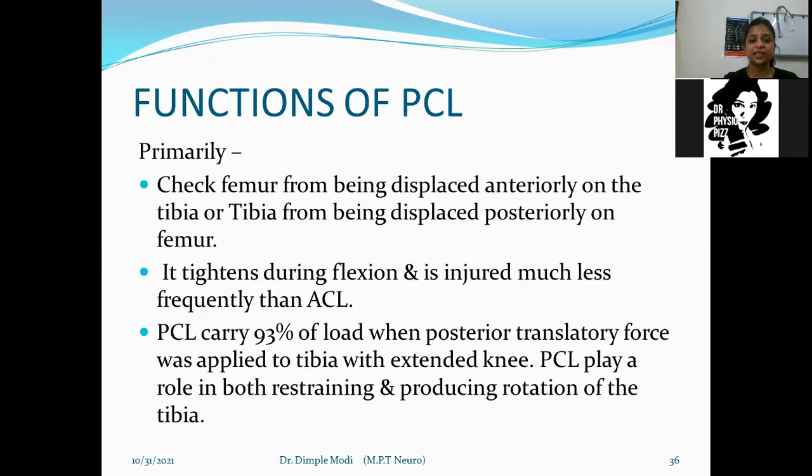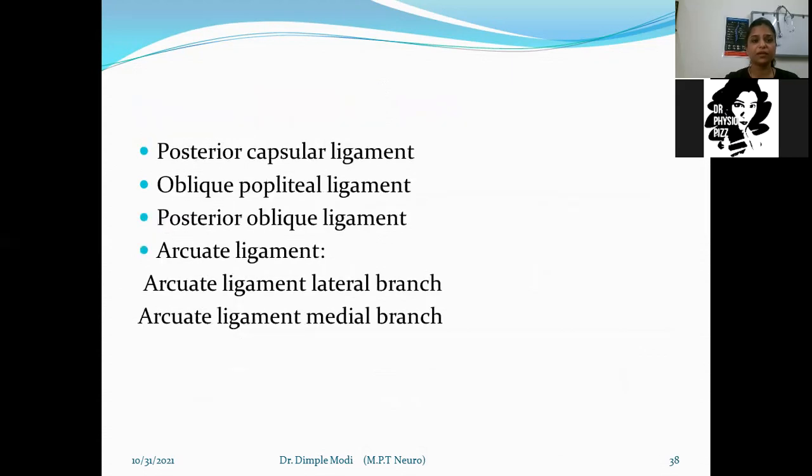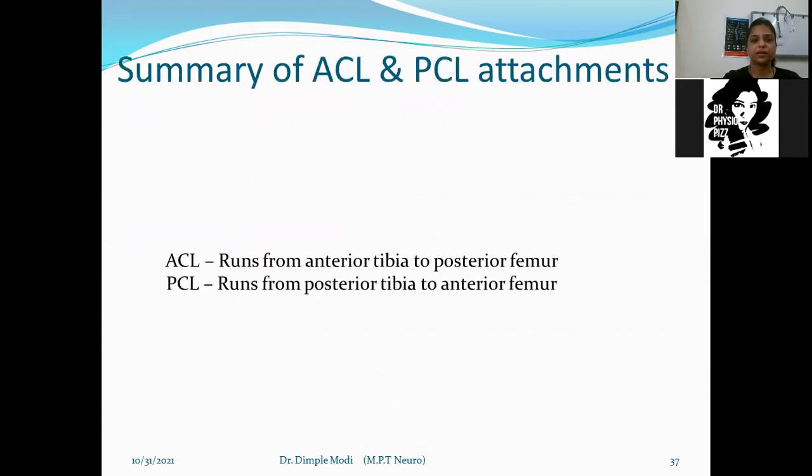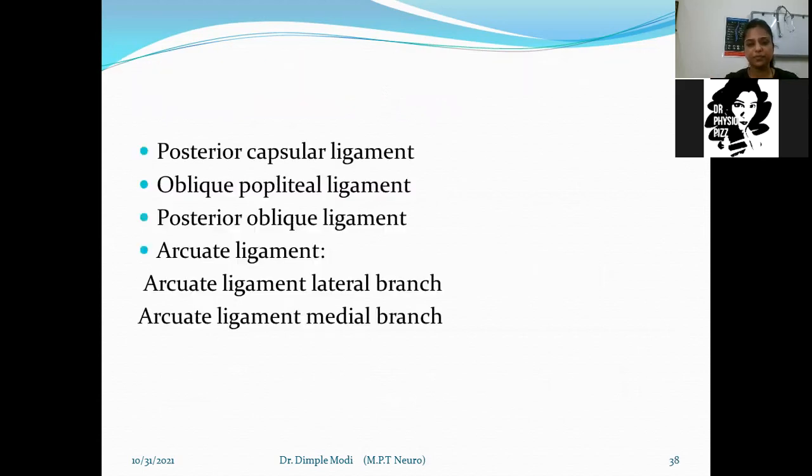PCL carries about 93% of the load when posterior translatory force was applied to the tibia with extended knee. PCL plays an important role in both restraining and producing rotations of the tibia. So in short, the ACL runs from the anterior tibia to the posterior femur. The PCL runs from the posterior tibia to the anterior femur.